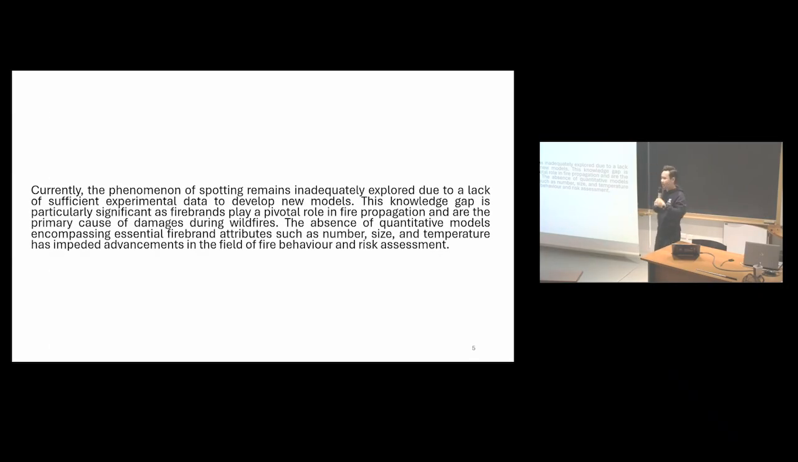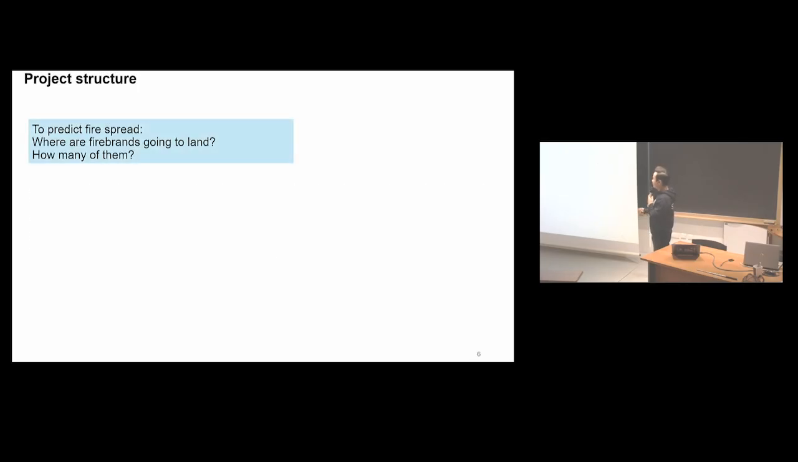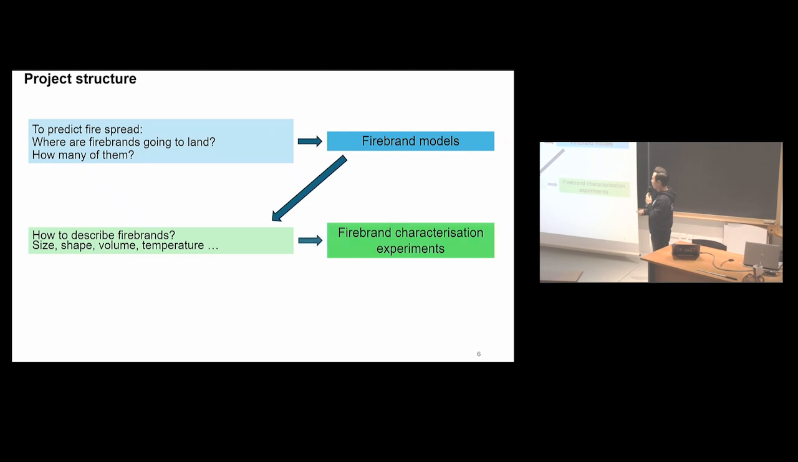A lot of people want to use computational models to predict bushfire propagation and that sort of thing. But to run those models, you need data, and currently that data is not sufficient. It's missing. So my work is trying to characterize firebrands and provide data for those models. This is the project structure. I'll skip it.